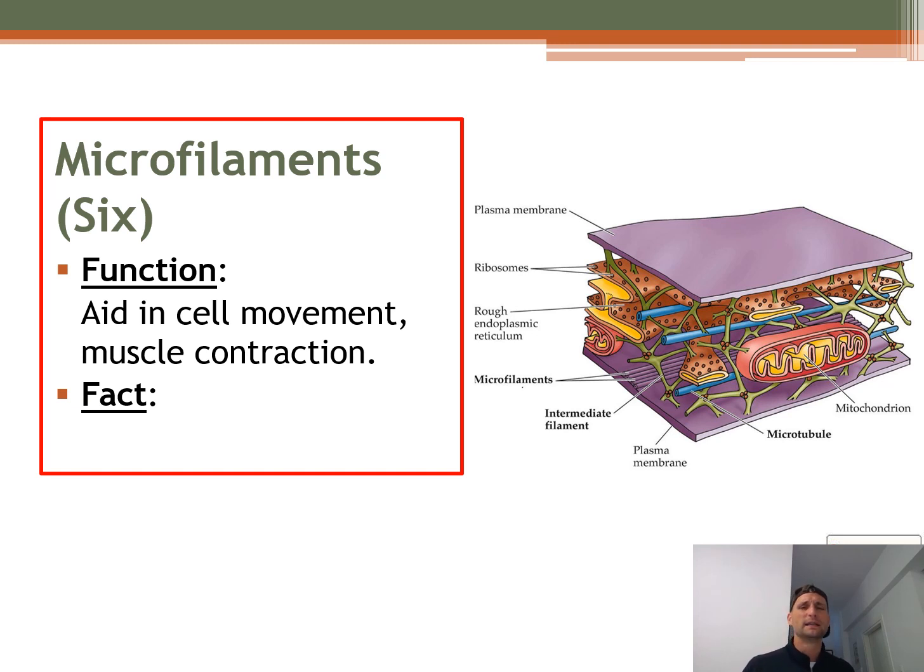Microfilaments are firing. I know that in the IB classes, they go into depth about how that works. But for us right now, all we need to know is there are thin strands of protein that make up the cytoskeleton.